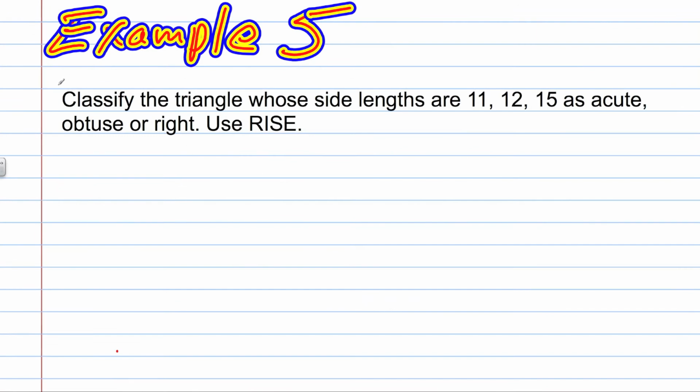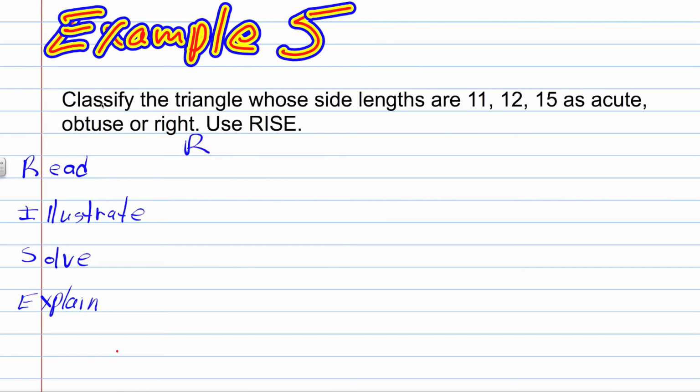In example 5, we are to classify the triangle whose side lengths are 11, 12, 15 as acute, obtuse, or right. We're going to use the RISE method to solve. Remember, when we RISE up to a situation, we read the problem, we illustrate the problem, we solve the problem, then we explain the problem. So let's start to set this up. RISE, the read portion, we already read it. What we have to do is classify a triangle whose sides are 11, 12, 15 as acute, obtuse, or right.